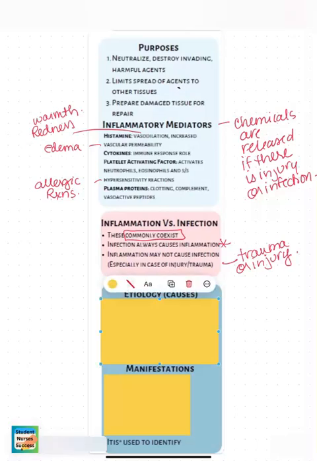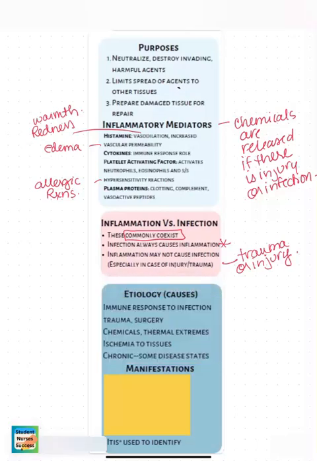Let's talk about the etiologies or the causes. The causes of inflammation include an immune response to an infection. Okay, we talked about that. Trauma or an injury, and surgery can be one of those traumas or injuries because if you're cutting open your skin, that's going to be traumatizing to the body's skin tissues. We know that chemicals can damage tissues. Thermal extremes, frostbite, or burns can damage tissues. And we know that ischemia can damage tissues.